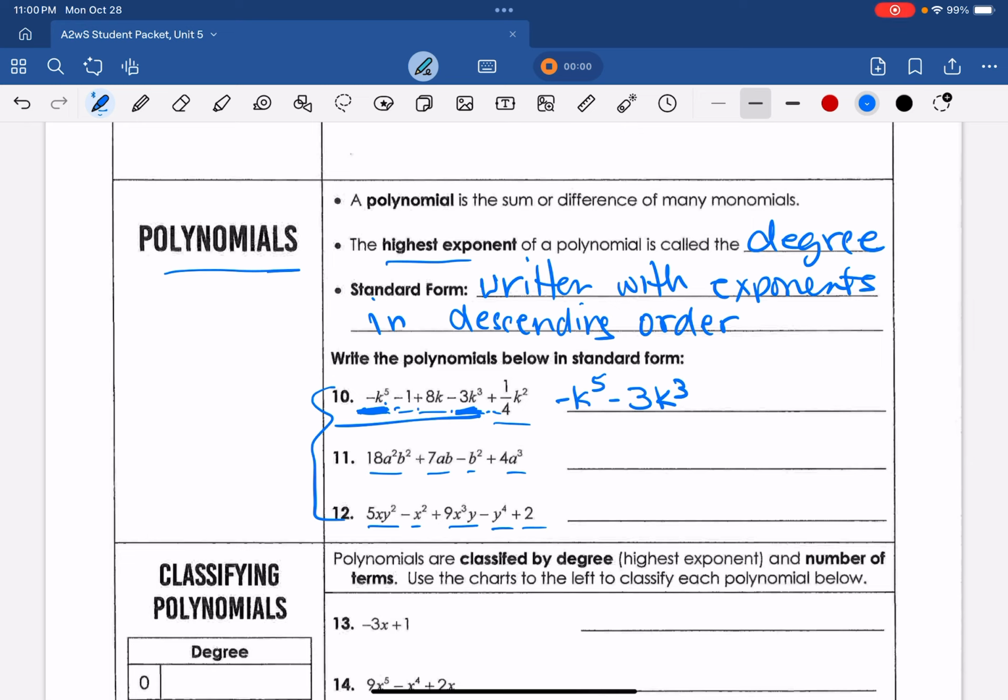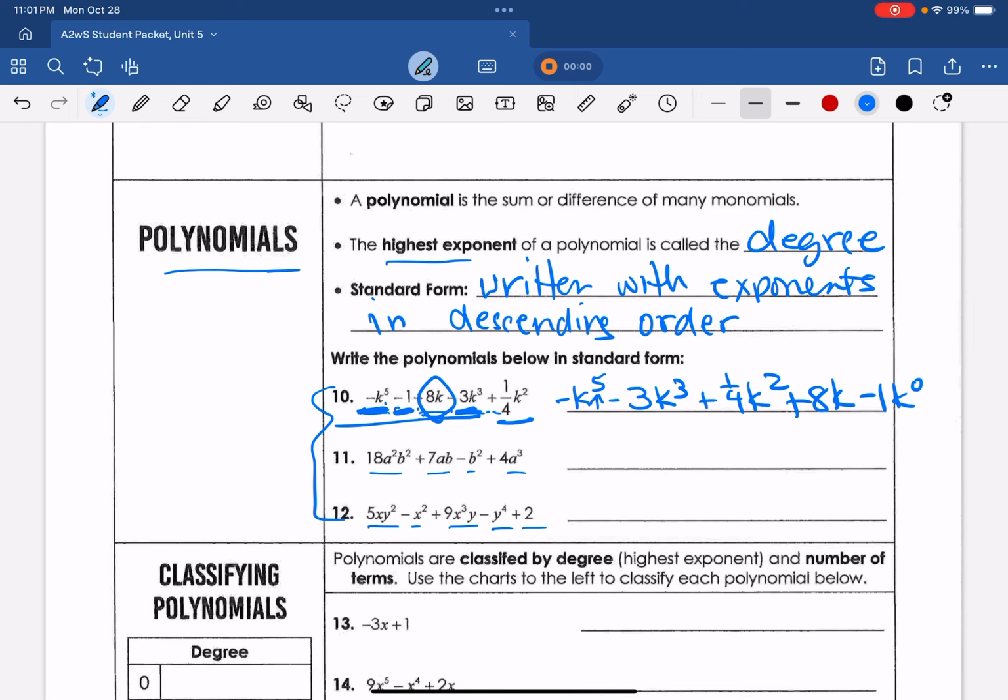All right, now we're looking for a squared, or to the 2nd power, and we've got one right there. So that's going to be plus 1/4 k squared. And then we're looking for a k to the 1st, which is going to be right there, and that's a plus 8k. And then we have a constant as our last term, which is a minus 1. So now this is in standard form because we started with our highest exponent of a 5, and we worked our way down until we had a k to the 0 term.